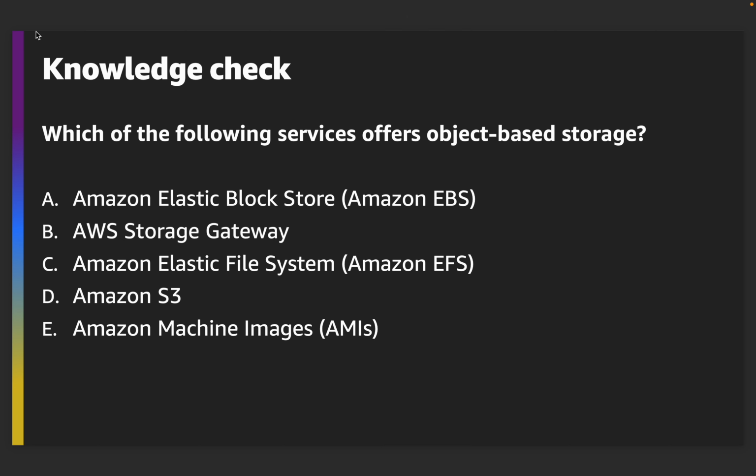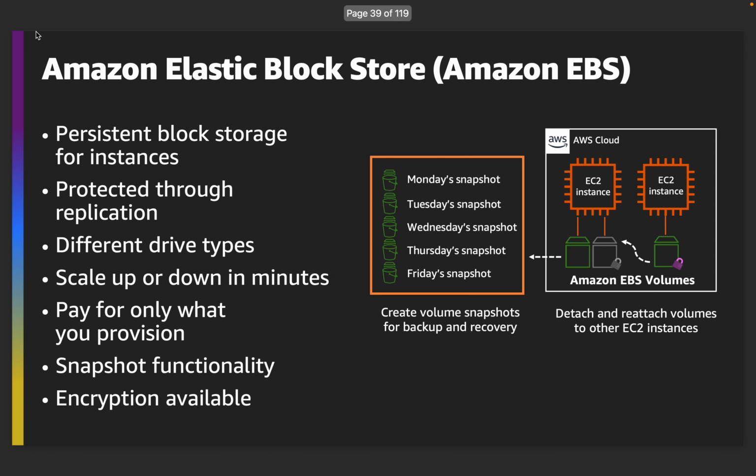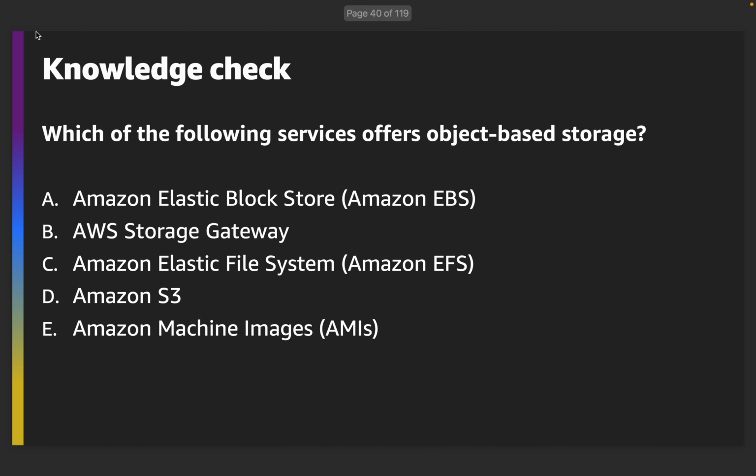Knowledge check: which of the following services offers object-based storage? Amazon Elastic Block Store, AWS Storage Gateway, Amazon Elastic File System, S3, Amazon Machine Image. I think it's S3, because EBS is block-based. So S3 is object-based and EBS is block-based. That's the difference.